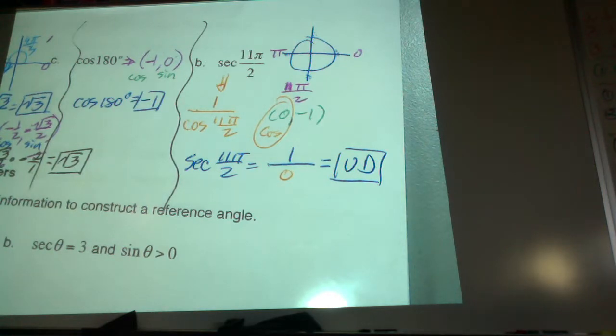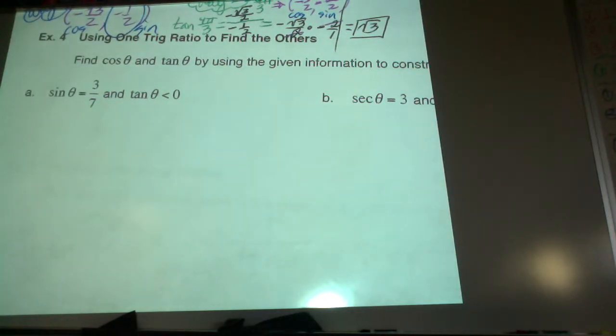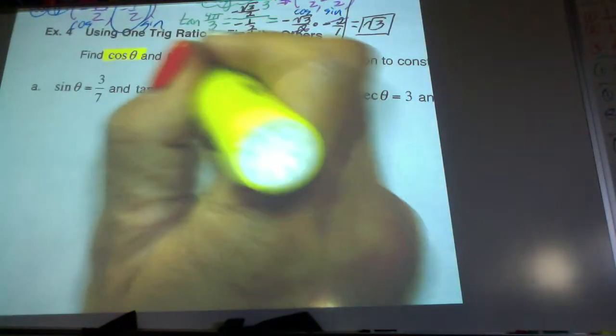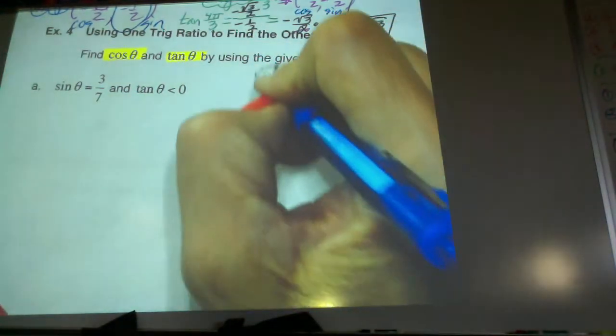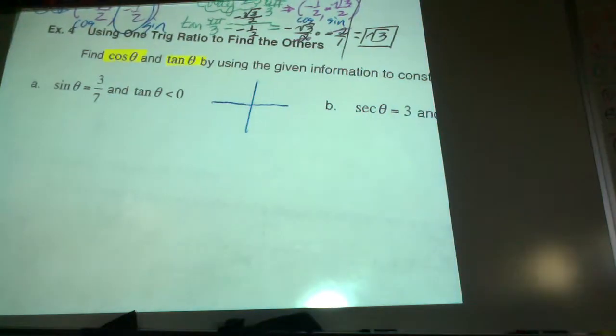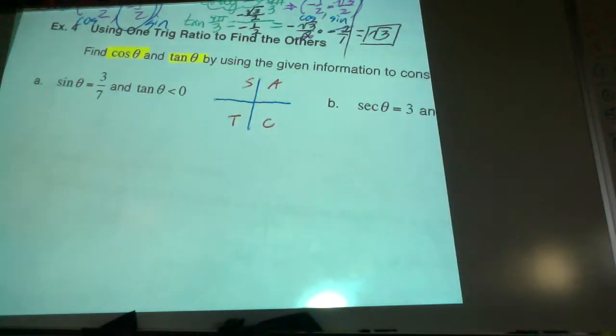Then the last type of problems that you're going to have are problems where you're asked to find, on this particular one, just cosine and tangent. So thank goodness not all 6, right? Just cosine and tangent. Don't find more than you have to. And they give you some helpful hints. Before, when we were told that the sine of theta was 3/7, we really weren't looking at it in the coordinate grid. If I look at the sine of 3/7, you remember this? All students take calculus.